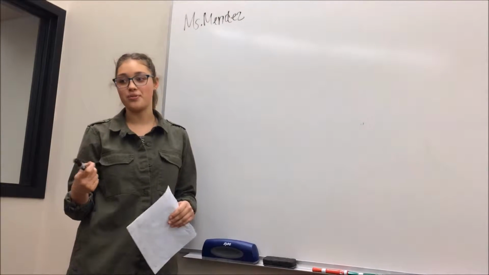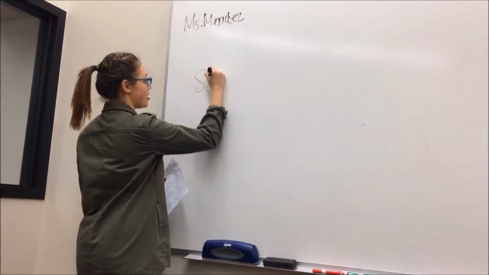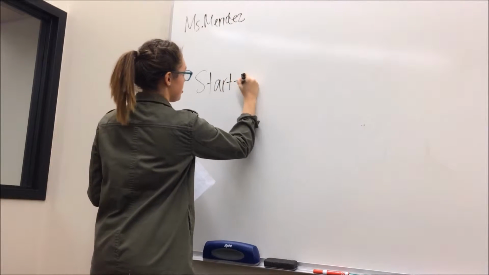Okay, so how many milligrams or pills do you usually take? I usually take 2 pills, which is 200 milligrams each. So you'll be starting with 400 milligrams. So your start amount would be 400 milligrams.